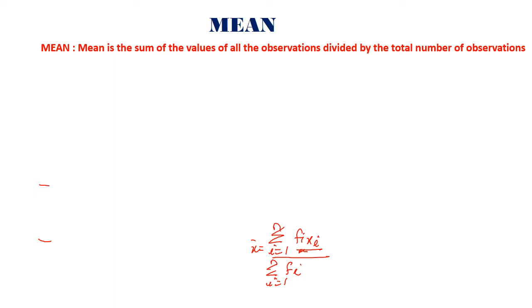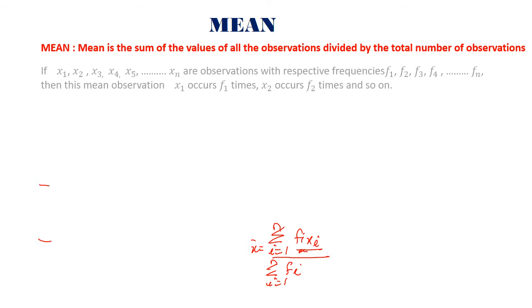So mean is the sum of the values of all observations divided by the total number of observations. We know that it is the sum of the observations divided by the total number of observations. We do it for ungrouped data. Now in the case of grouped data, how do we find the mean?